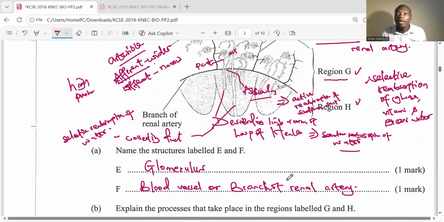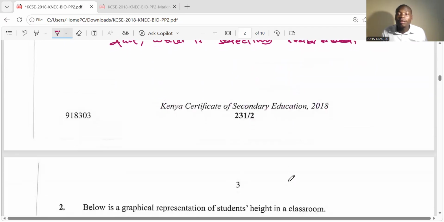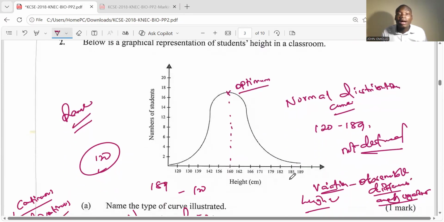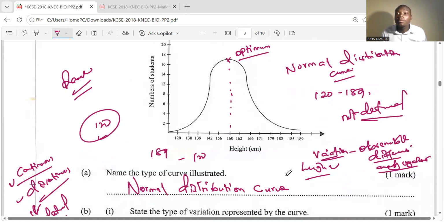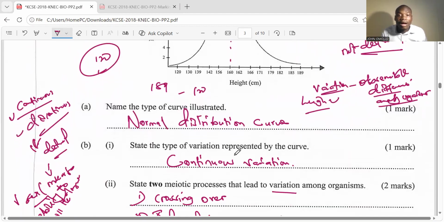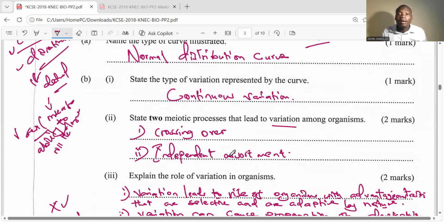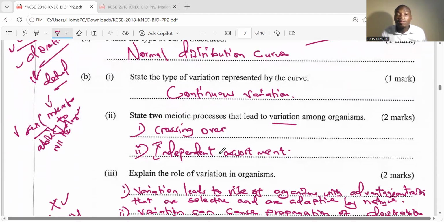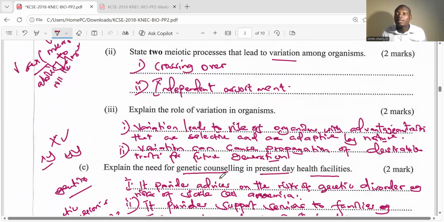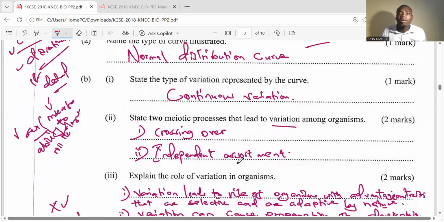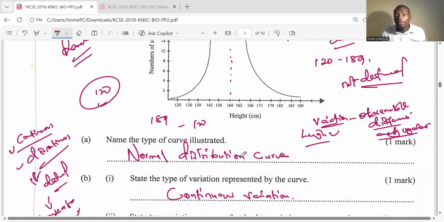So you need to know excretion as a topic in general, the kidney nephron, how it functions, and how the process takes place there. Number two, you need to know genetics in broad terms. Cross diagrams should be known. Today, there is a graph that has been brought, the normal distribution curve, and there is continuous variation. And we have talked about meiosis, again, the role of variation and the need for genetic counseling. So in general, you need to also go through genetics. If they will not bring the cross diagram question, they will bring these ones.